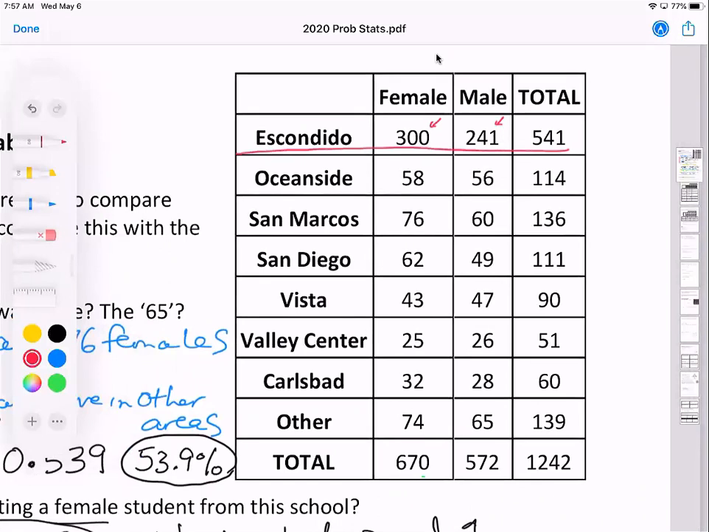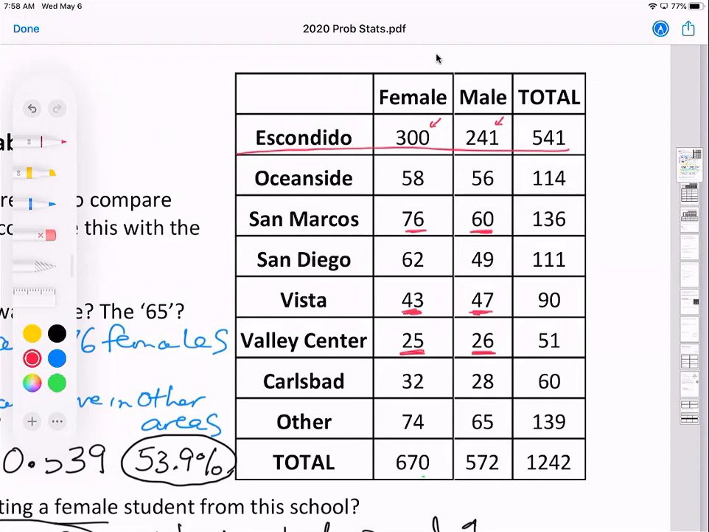If there isn't a disparity, you'd expect something like Valley Center. Notice there's about an equal number of males and females who come from Valley Center. Some of them are pretty close. Valley Center is very close. 43 and 47, that seems kind of close. 76 and 60, that seems kind of close. Which one's closer? Well, the way that you calculate that and figure that out is finding a conditional probability.